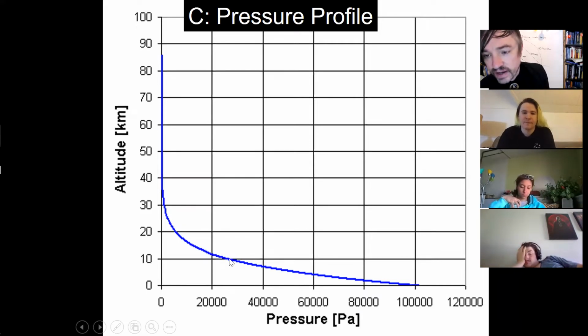This is why you have to pressurize your airplane cabin, right? Remember that humans are remarkably intolerant to changes in pressure. We find that very, very distressing.